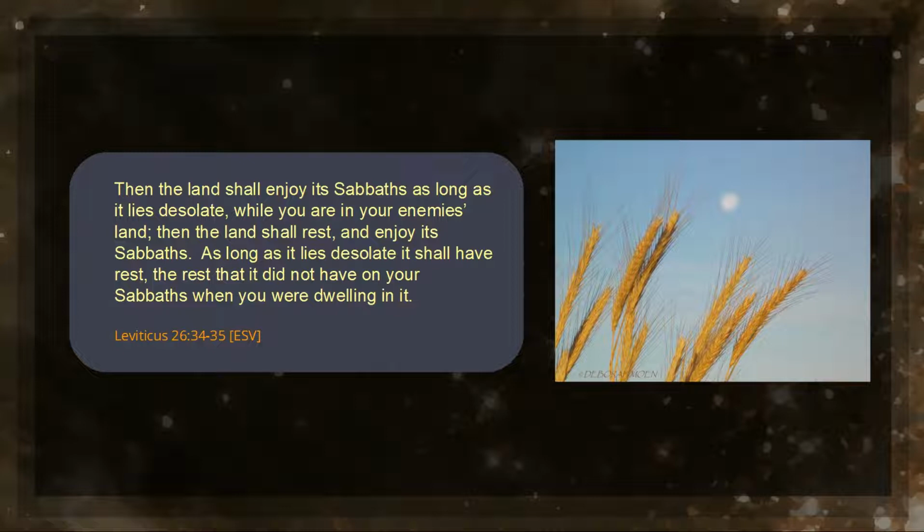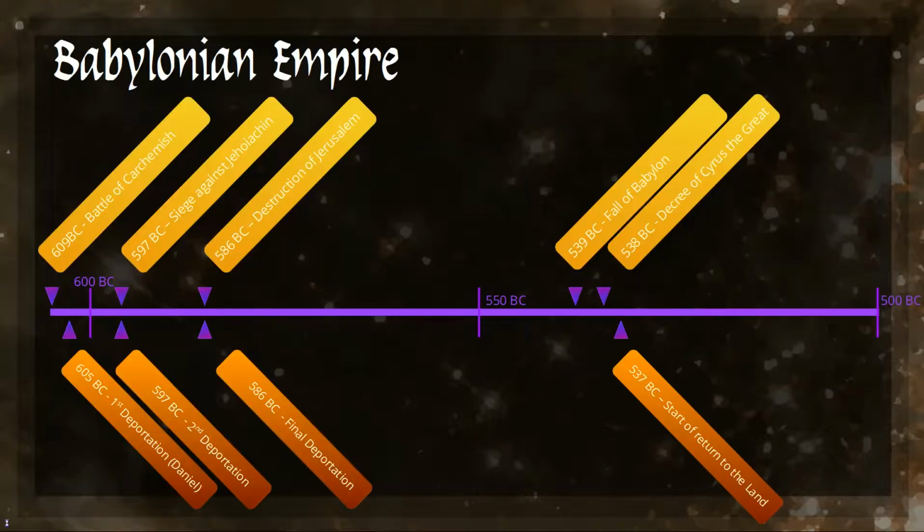Leviticus 26:34-35 says, "Then the land shall enjoy its Sabbaths as long as it lies desolate, while you are in your enemy's land. Then the land shall rest and enjoy its Sabbaths. As long as it lies desolate, it shall have rest, the rest that it did not have on your Sabbaths when you were dwelling in it." Notice that Leviticus states that the Sabbaths would be repaid when they were in their enemy's land. The majority of the population were forcibly removed in 586 BC, not 605, not 597, in 586.